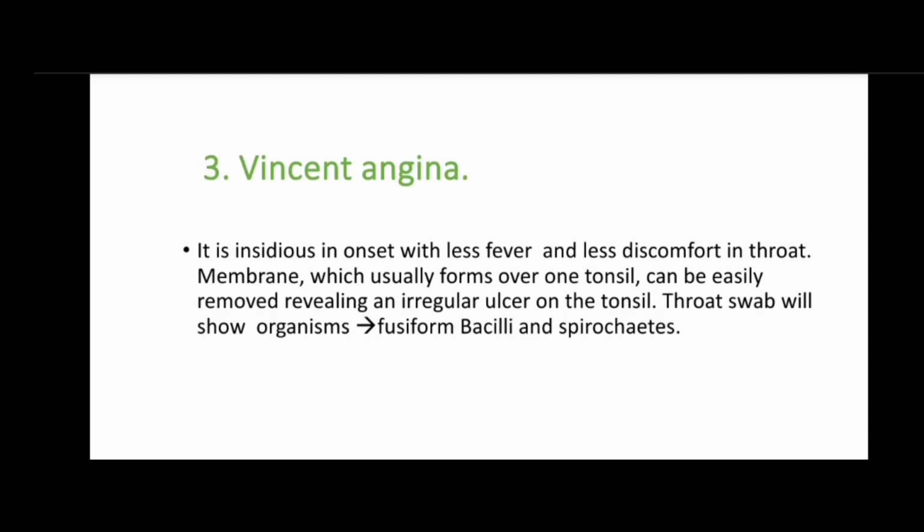And coming to Vincent angina. Vincent angina is insidious in onset, with less fever and less discomfort in the throat. The membrane, which is usually over one tonsil, can be easily removed, revealing an irregular ulcer on the tonsil. When we try to remove the membrane over the tonsil in Vincent angina, we can clearly see irregular ulcers over the tonsil. The throat swab will show the organism. Vincent angina is mostly caused by fusiform bacilli and spirochetes. You have to remember this: fusiform bacilli and spirochetes.